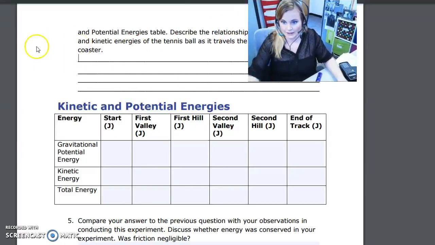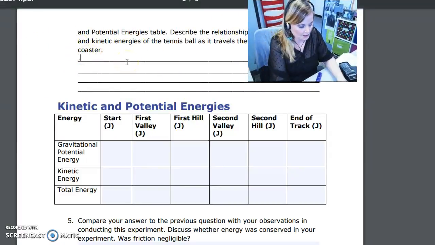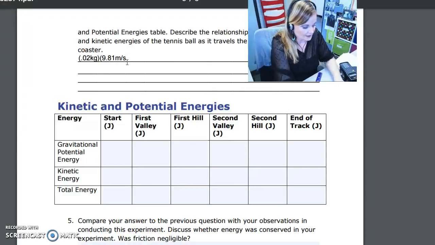So I have, what did I say, 0.02 kilograms times, so MGH, 9.81 meters per second squared.